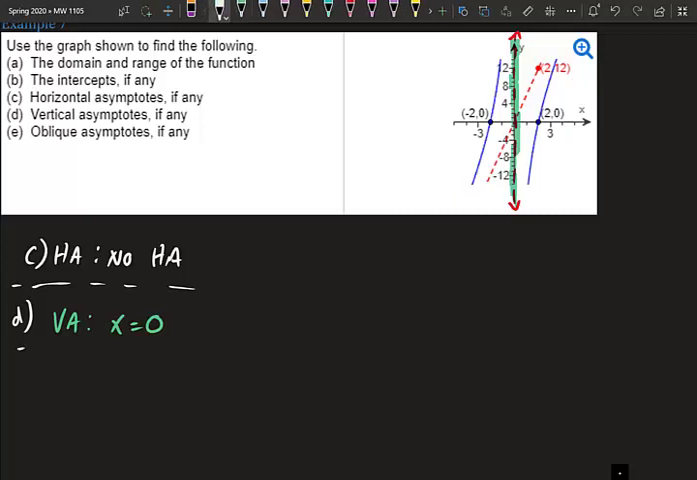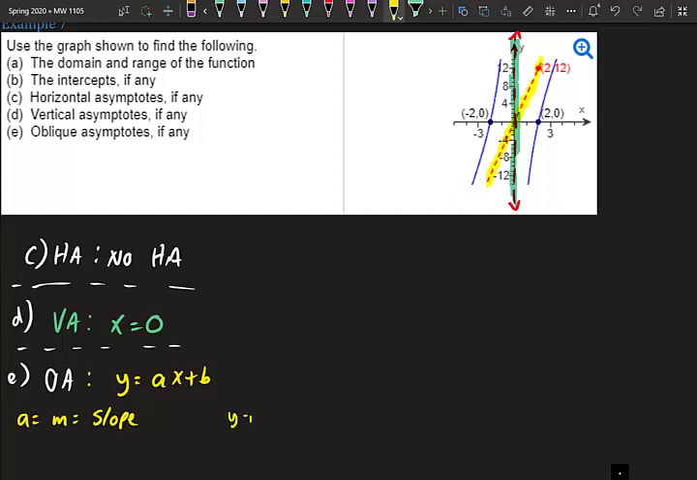Alright, E is asking for oblique asymptote, and we actually do have an oblique asymptote. I'll highlight it in yellow. It's this one right here. That is an oblique asymptote. It's diagonal. So since we do have an oblique asymptote, we know that it is y equals ax plus b, so we need to find the slope and the y-intercept, which is the b.